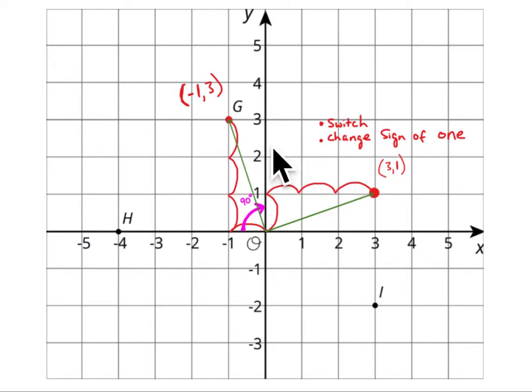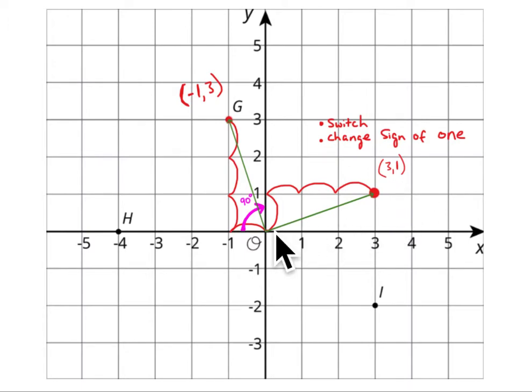And G to G prime. To get to G, you count in this direction 1 unit, -1, and up 3 units, the y value. So a 90-degree rotation, switch the order. So this is going to become 3, -1. So 3, and this was a -1, but you want to end up in this first quadrant. So you're going to change the sign of the y value to 1 unit.